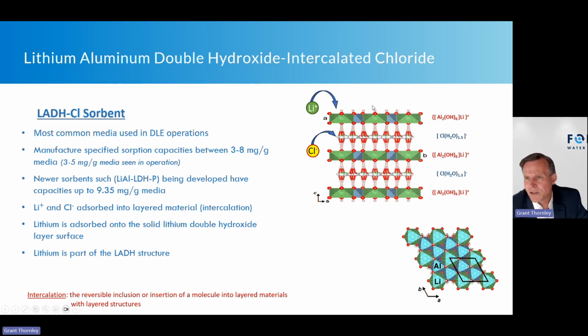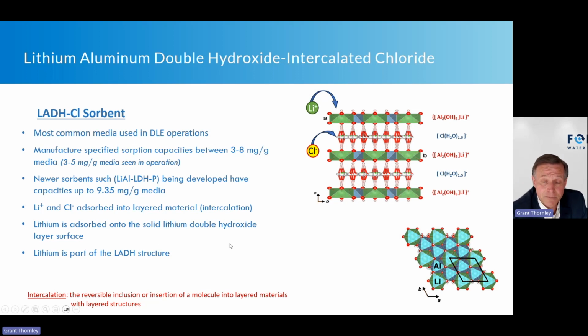So if you take a look at this, this is an aluminum layer right here. And then in between, you see this inner layer. What occurs is lithium comes onto and is absorbed into the aluminum layer, and then the chloride comes into the inner layer. So this is the physical structure of it. And here's a planar view of the structure itself as well.